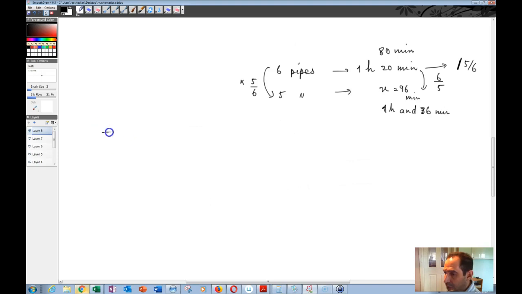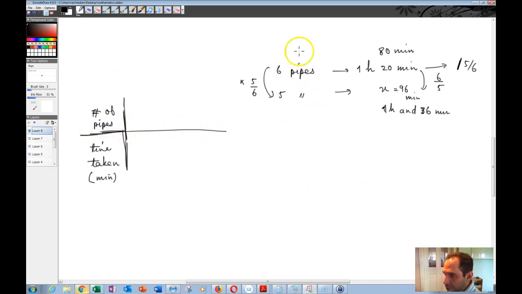So then you can have a table over here like this, and here you have the number of pipes, and here you have, for example, the time taken to fill the tank, in minutes. The number of pipes doesn't really have any units. So when you have 6 pipes over here, it's going to take you 80 minutes. Now when you have 5 pipes over here, how long is it going to take you?